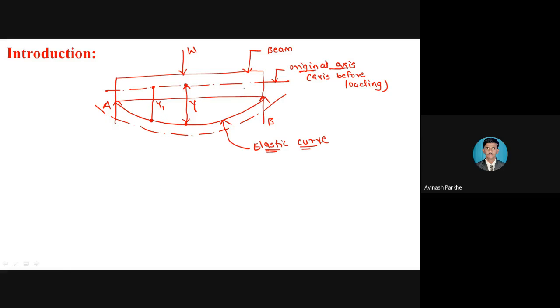If I take one more point at the right side, this is the point on the original axis. I will draw the vertical line, and you will get one more point on the elastic curve. So this is Y2. That means as per the definition, it is the vertical distance at any point in the beam between the original axis and the elastic curve.